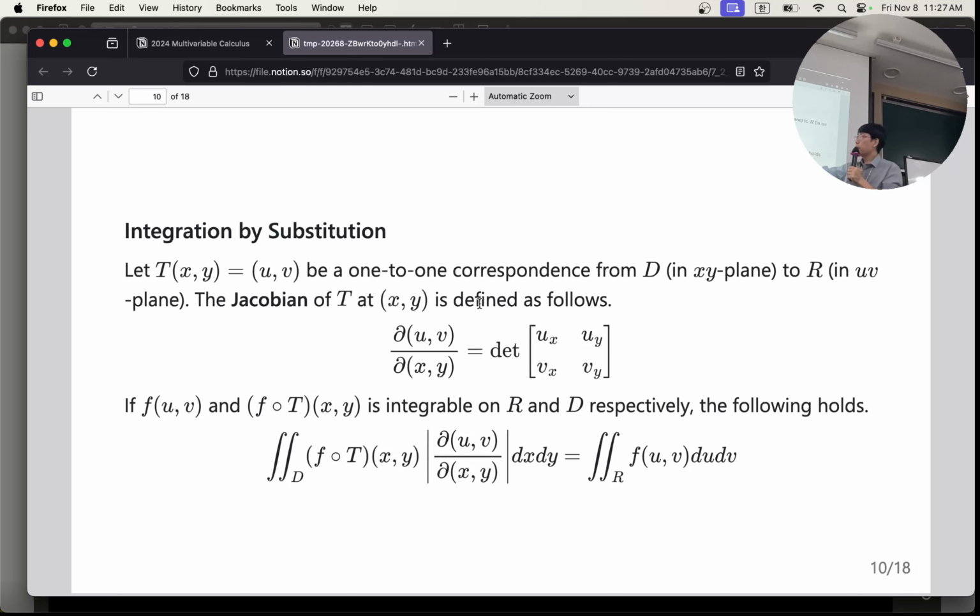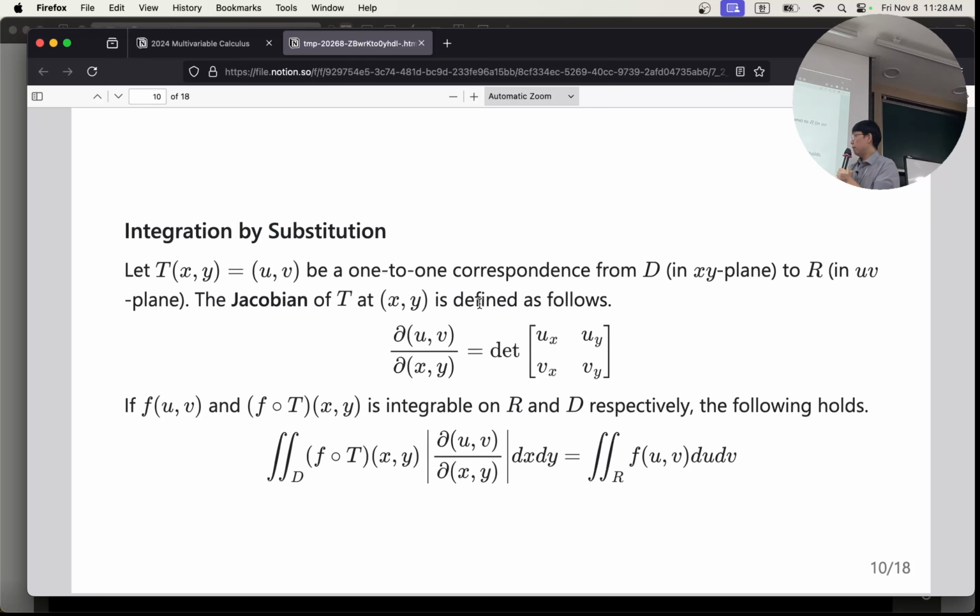That's the difference. And what does integration by substitution say? You're simply changing your integrating domain. On the left and right, the difference is that you have D on the left-hand side and R on the right-hand side as the integrating domain. You also change the integrating variables: dx dy, because D is in the xy plane, and on the right, du dv, because R is in the uv plane. But I want to make it the same.